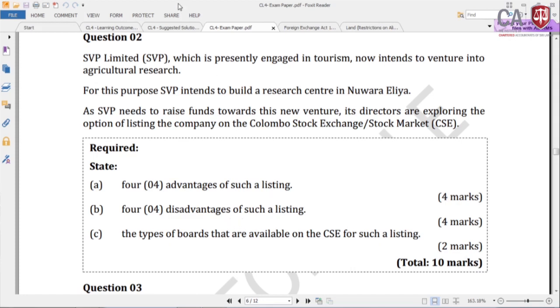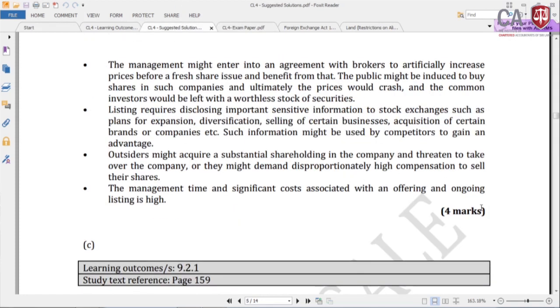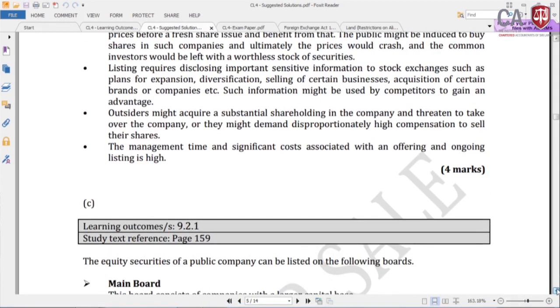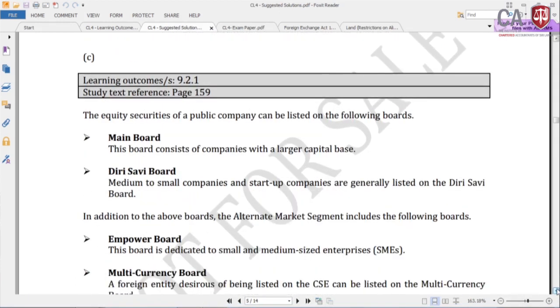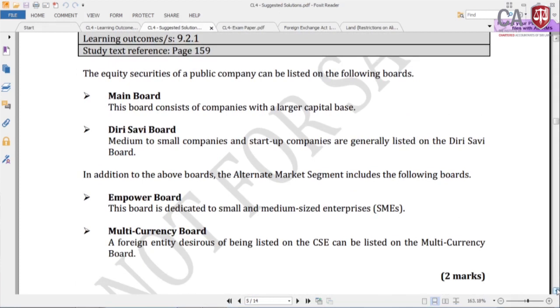The types of boards. So according to the answer, the equity securities of a public company can be listed on the following boards. The main board. This board consists of companies with a larger capital base. Diri Savi board. Medium to small companies and startup companies are generally listed on Diri Savi board.